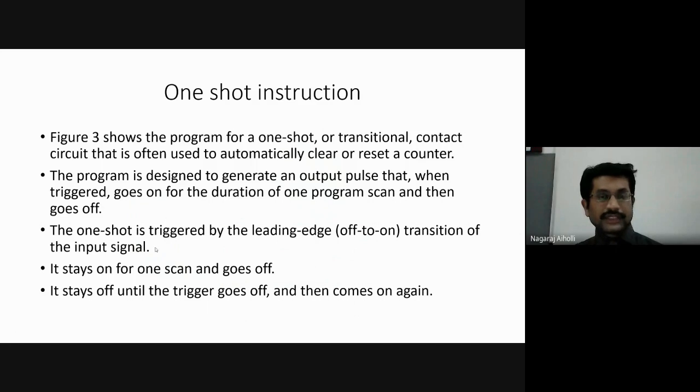The one shot is triggered by the leading edge. The one-shot instruction is activated by the off to on transition of the input signal. When there is an off to on transition of the pulse of the rectangular signal, at that time the one-shot instruction is triggered or activated. It stays on for one scan time and then goes off. It stays off until the trigger goes off and then comes on again.